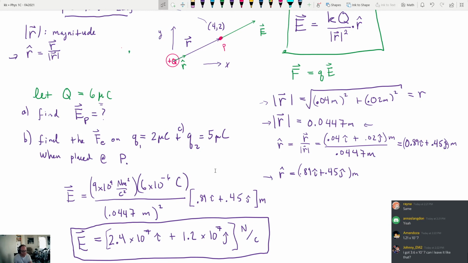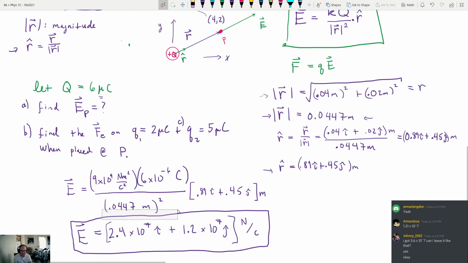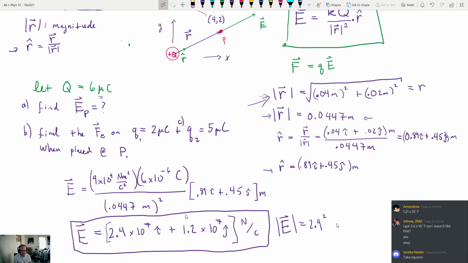So 3.6, what did you do? Did you add them together, Johnny? This plus this? You can't do that. You can't add the i-hats and the j-hats. You gotta keep them separate. If you wanna find the magnitude of this vector, what do you have to do? You take the x component, square it, plus the y component, and square it. So you'd have to write 2.4 squared plus 1.2 squared.